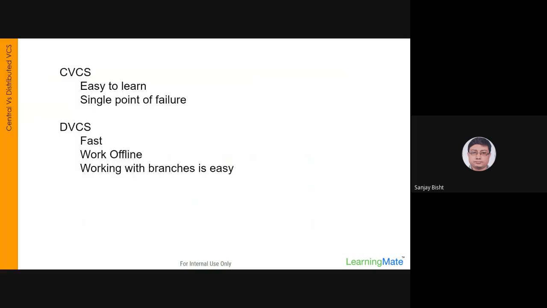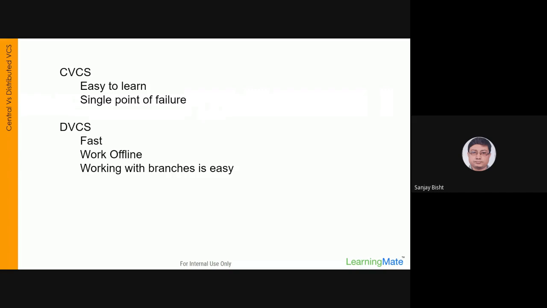Okay, so if we go forward, what are the differences, not exactly the differences, but what are the distinguishing features of the two version control systems? In the centralized version control system, one of the main advantages is that it is very easy to learn. If you are a fresher from college and you do not know about version controlling, you are still learning about versions, how to maintain them, what the nomenclature and naming should be, the code commenting style, etc. On top of that, learning the version control system will be an added burden. So in that case, the centralized version control system is very helpful. It is very easy to learn.